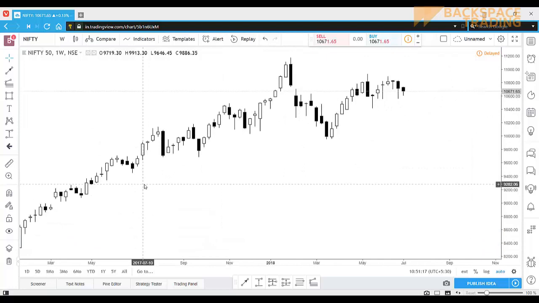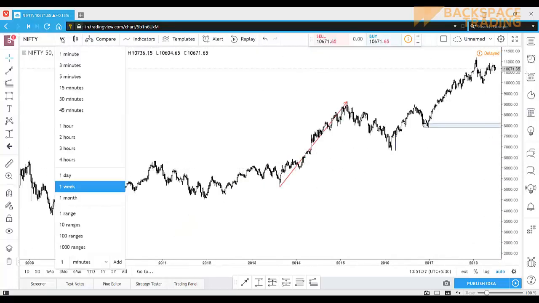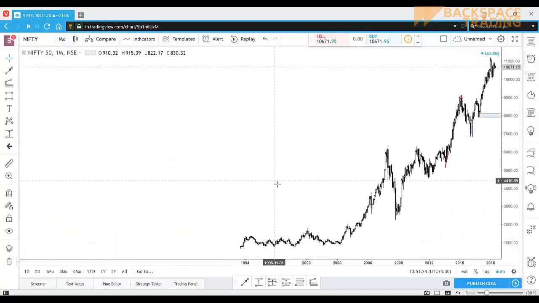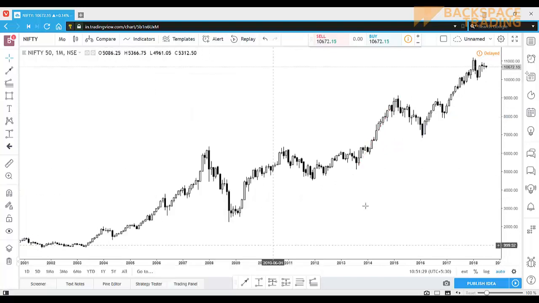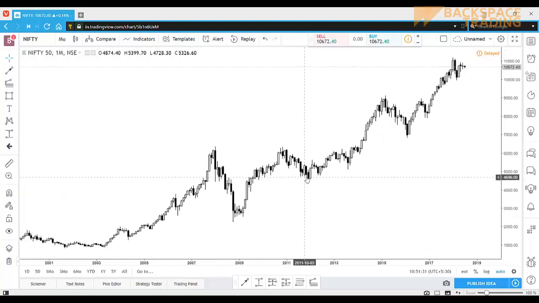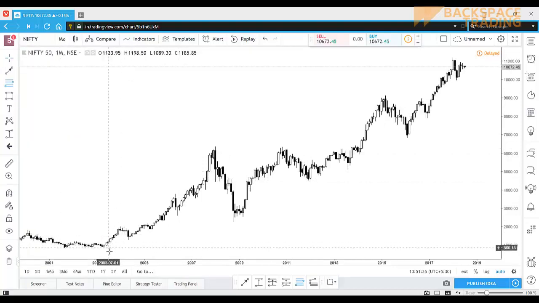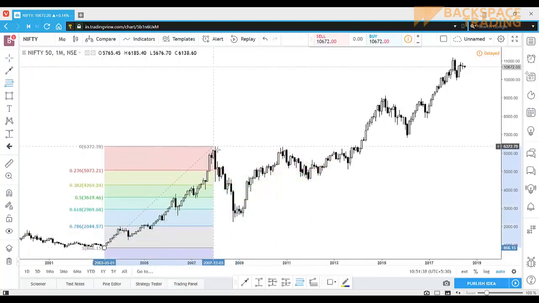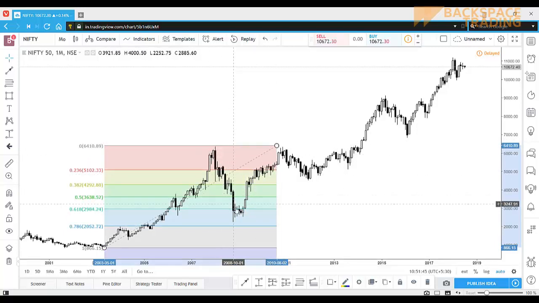Pick the tool. Let us draw on monthly. See, fib retracement on a higher time frame has higher weightage than a lower time frame. This is the fib retracement for this zone. How far did it come down? Let us see. It came towards 61%.